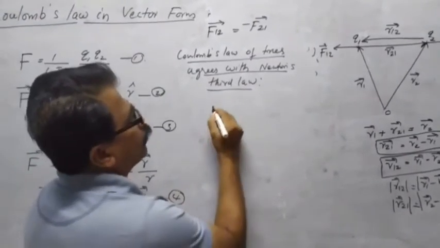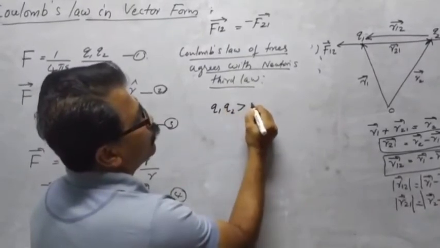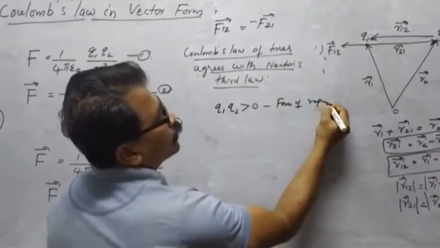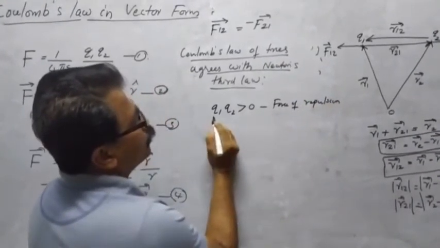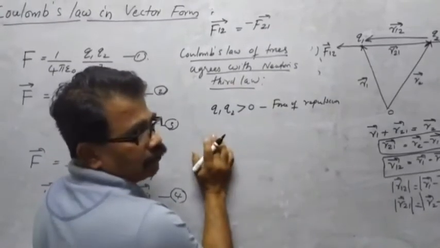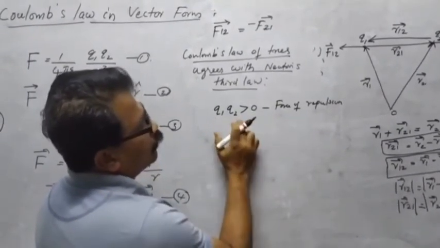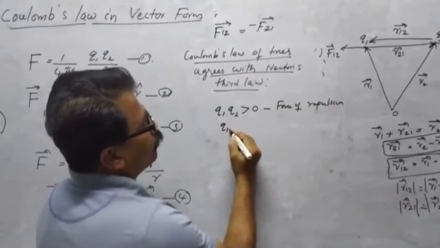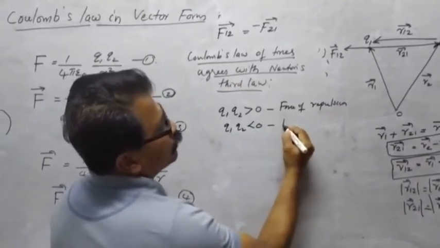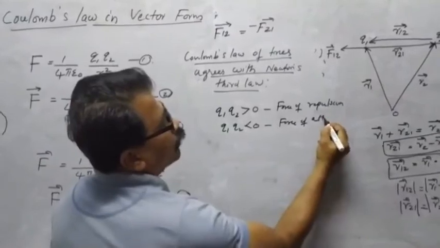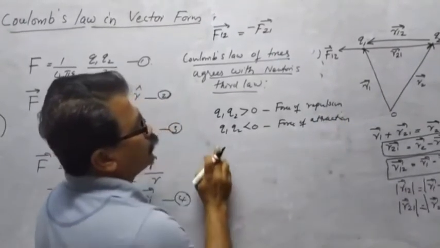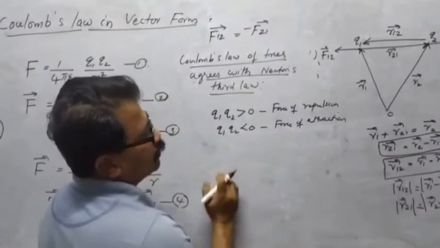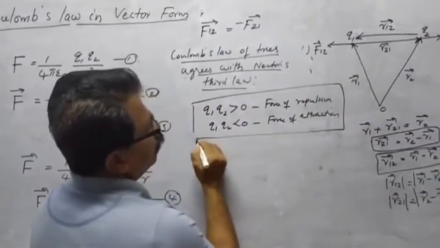And you remember that if Q1 Q2 is greater than 0, it is force of repulsion. Because if Q1 is positive and Q2 is positive, the multiplication gives a positive value, and if both are negative the product is also positive, which is greater than 0, that is force of repulsion. But if Q1 Q2 is less than 0, it is force of attraction. One is positive and the other is negative, so the value is negative, that is less than 0. So these are the two important points you have to remember.